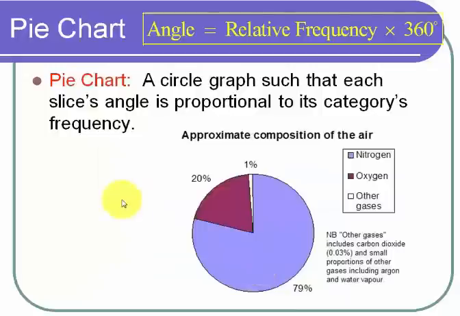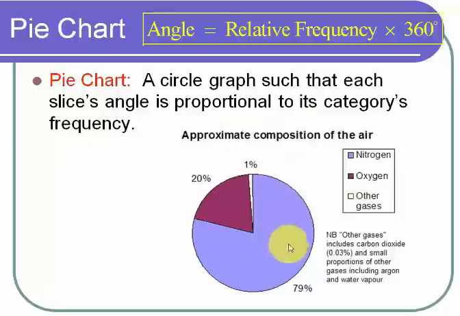The next chart is a pie chart, and you've all seen a pie chart before. I wanted to show you how you construct a pie chart. If you wanted to do this by hand, you calculate the angle by taking the relative frequency and multiplying it by 360 degrees. So a pie chart is just a circle graph such that the slice's angle is proportional to the category's frequency. So here's an example.